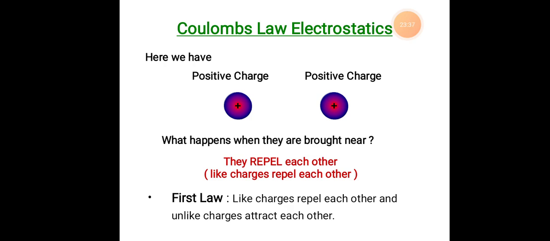We have already explained Coulomb's law in electrostatics, the first law and the second law. It deals with two charges, positive charge and negative charge. Positive charge and positive charge repel each other, since both charges are the same, and positive charge and negative charge attract each other. In Coulomb's first law, like charges repel each other and unlike charges attract each other.